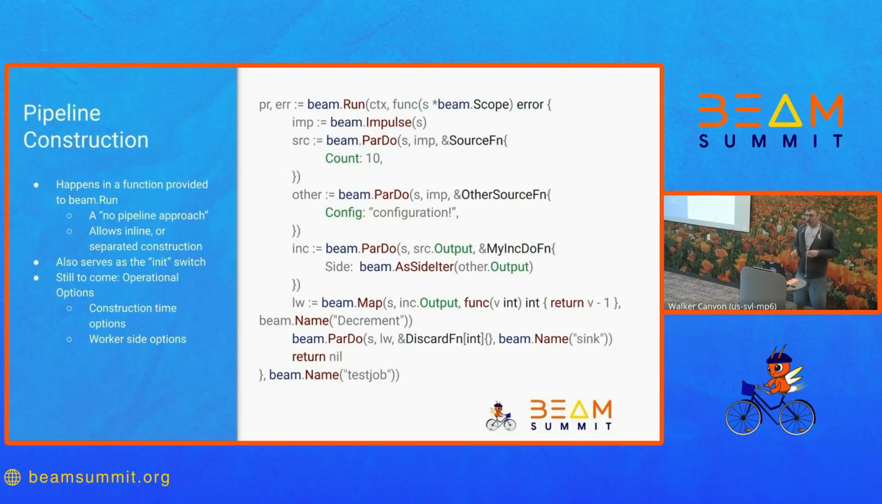Everything is happening in this beam run method. You would pass in basically a function. In this case, I'm just using an anonymous function here that receives a beam.scope, similarly to how the current SDK does things. But then you do your pipeline construction within this function.